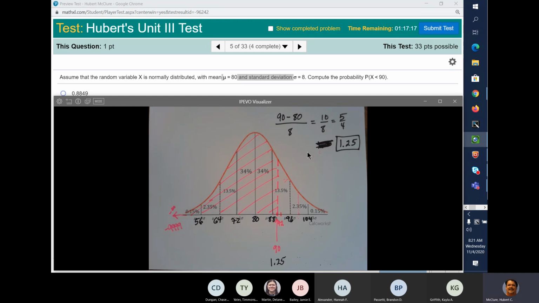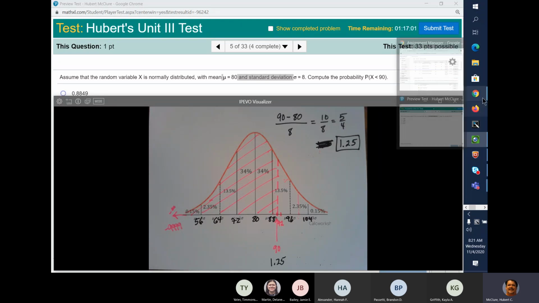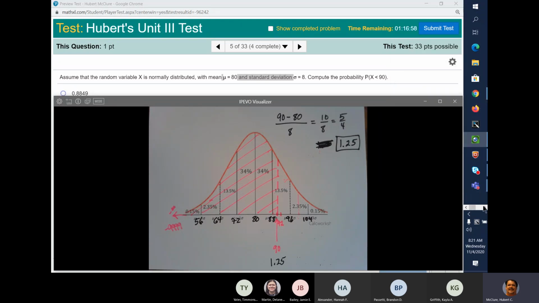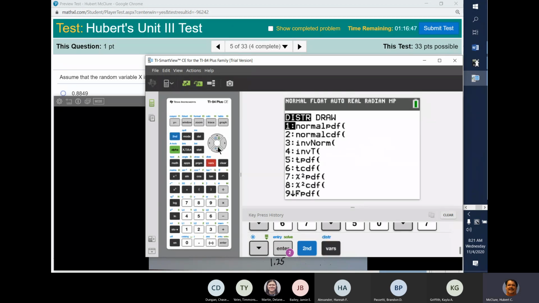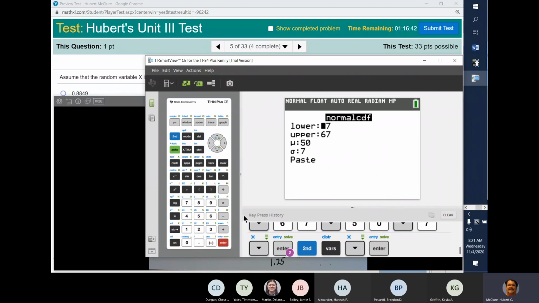Now, you can use negative 9999. It doesn't matter what you use for negative infinity. I mean, you can use 10,000 or you can use negative 850 if you want to. So pull up my handy dandy calculator. And I'm going to do second, vars, and go to normal CDF. And I'm going to go from negative 9999.